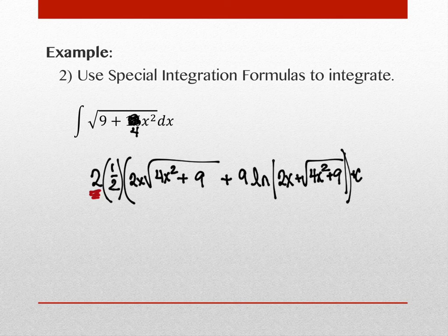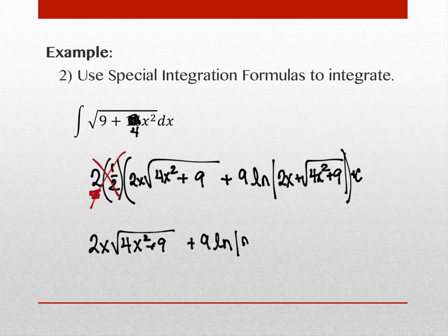And the only thing that there is to do is to simplify what we have left, which is, in this case, just to multiply the 2 and the 1/2, which is not going to be anything, and to write this really without the parentheses. So I have 2x square root of 4x squared plus 9, or you could do 9 plus 4x squared, plus 9 natural log, the absolute value of 2x plus the square root of 4x squared plus 9, plus c. Okay, so here's your warning.